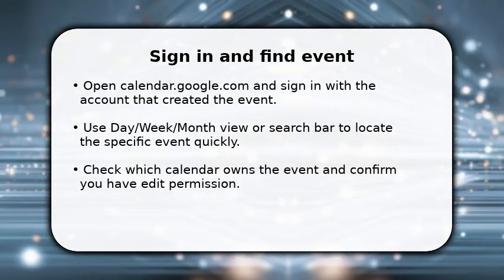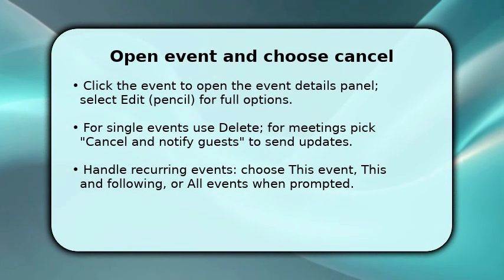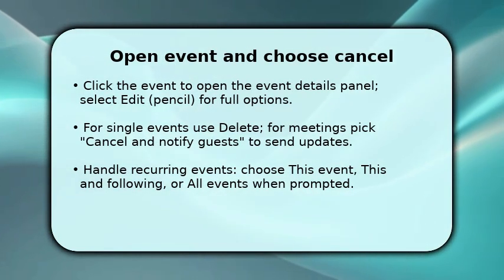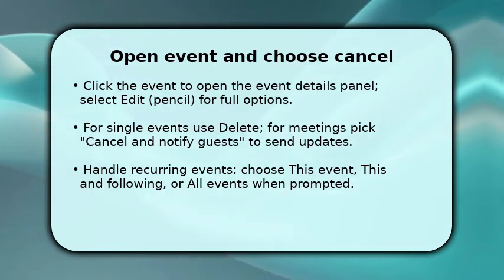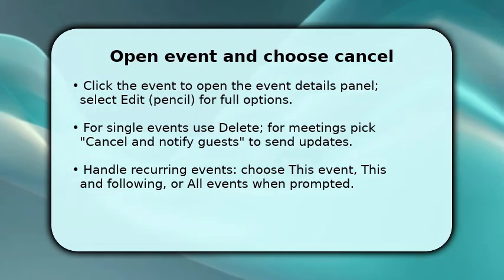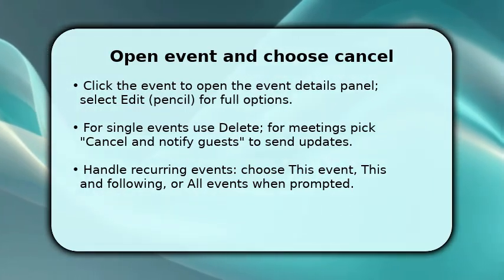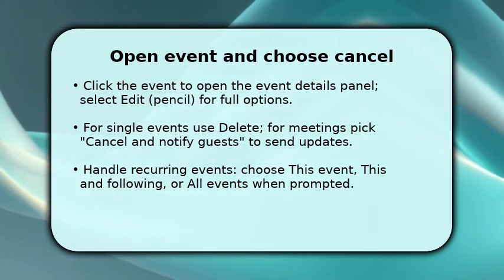Open the event details by clicking it, then choose Edit if you need full controls. If it's a meeting with guests, use Cancel and notify guests so attendees get an update. Otherwise, Delete removes it from your calendar. For recurring events, pay close attention to the prompt. Select this single occurrence, this and future occurrences, or all events depending on what you intend to cancel.